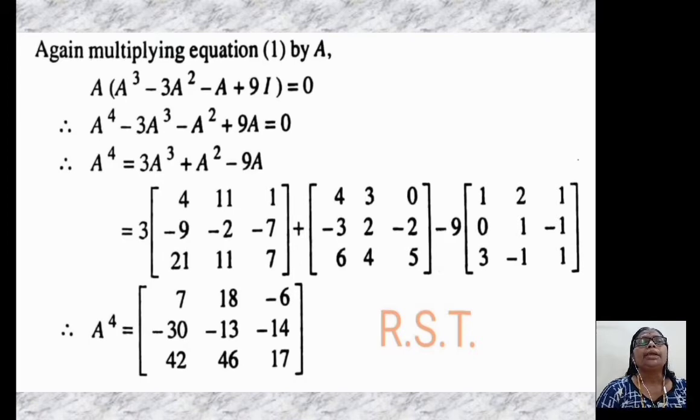Substitute the values of A cube, A square, A from the previous equations. Hence, A raised to 4 equal to 3 into A cube plus A square minus 9 into given matrix A. After simplifying, we get A raised to 4 equal to square matrix of order 3 by 3, whose first row is 7, 18, minus 6, minus 30, minus 13, minus 14, 42, 46, 17.